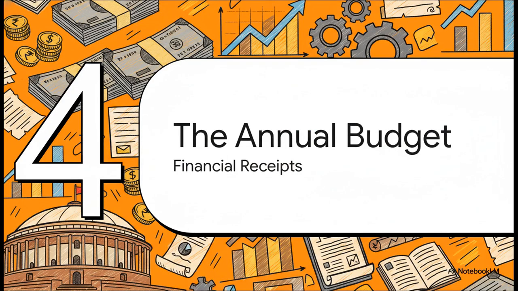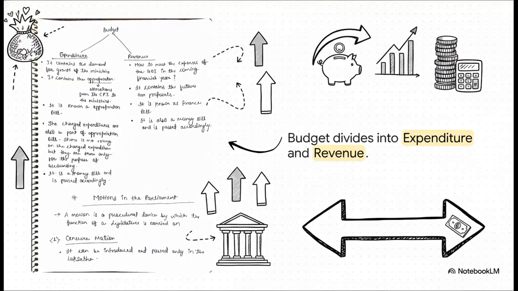All right, on to Section 4, understanding the annual budget. Outlined in Article 112 is the Statement of Estimated Receipts and Expenditures. The budget is conceptually divided into two distinct tabs. On one side, we have expenditure, which contains the demand for grants from the ministries. This is managed through the appropriation bill, legally allocating money out of the consolidated fund.